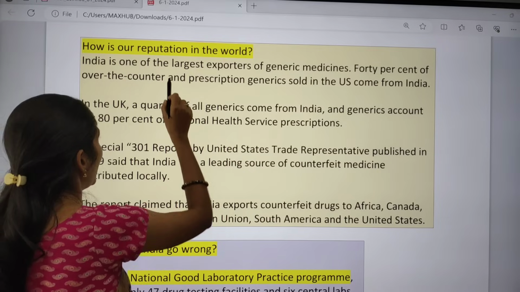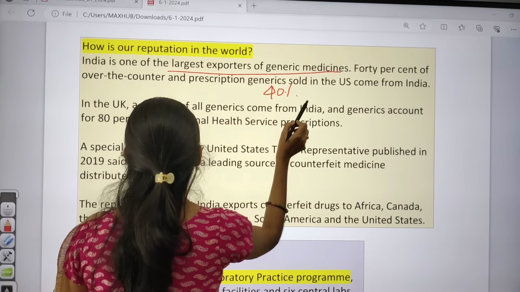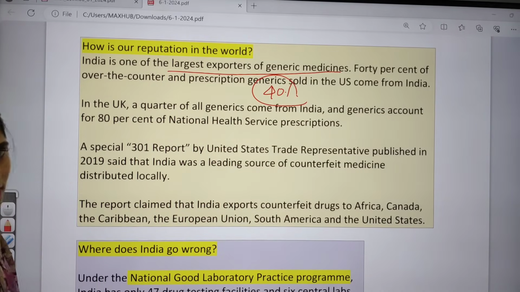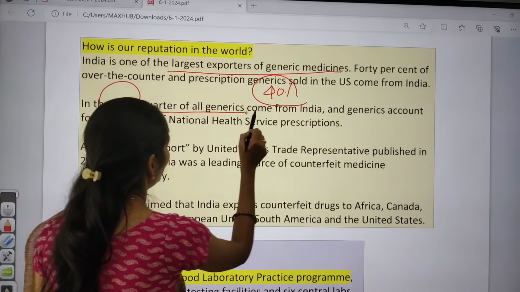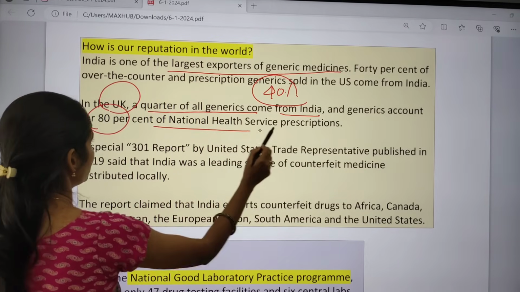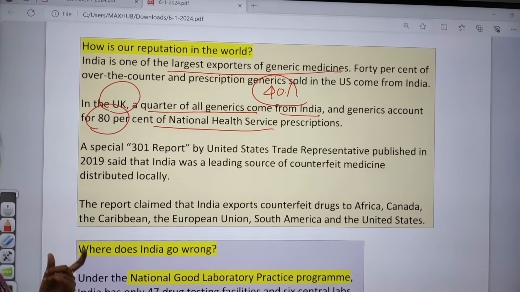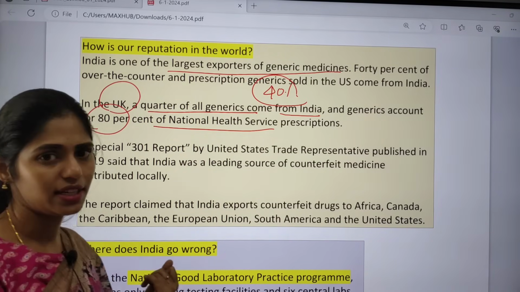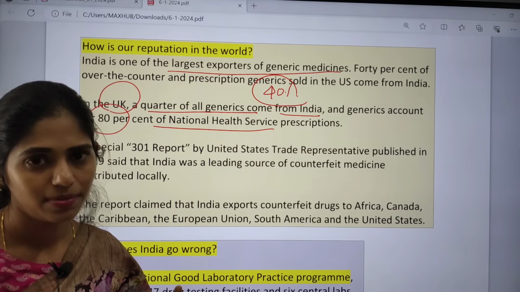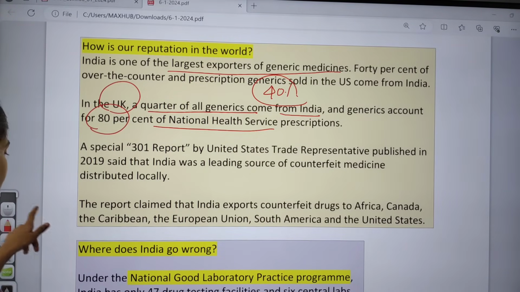India is one of the largest exporters of generic medicines, and about 40% of over-the-counter and generic drugs sold in the US come from India. In the UK, a quarter of all generics come from India, and generics account for 80% of National Health Service prescriptions. Because of this, if you are selling substandard goods to other countries, and it is causing deaths like cough syrup, that will leave a negative impression of India in the international market.